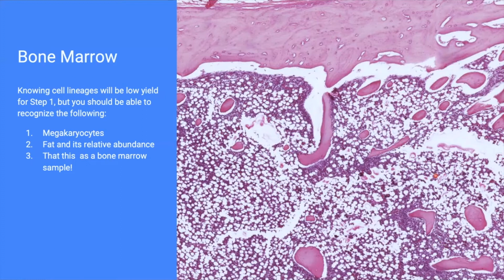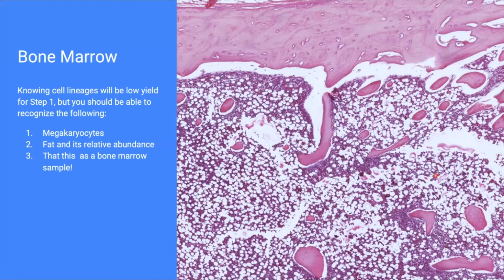If it's completely replaced by adipose or fat tissue, then that is indicative of a pathology. Probably unlikely that you're asked that, but recognize that in a normal bone marrow sample, there is a balance between cellular components as well as fat tissue. So it would be termed hypocellular if fat tissue predominates too much.